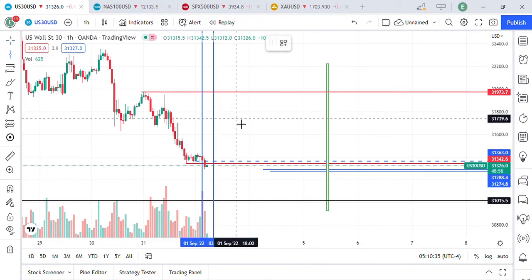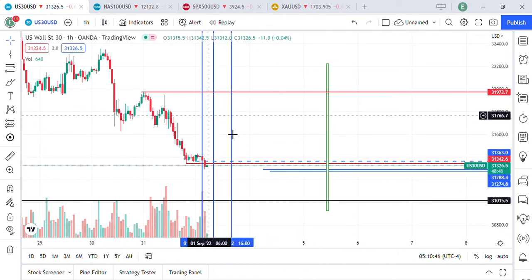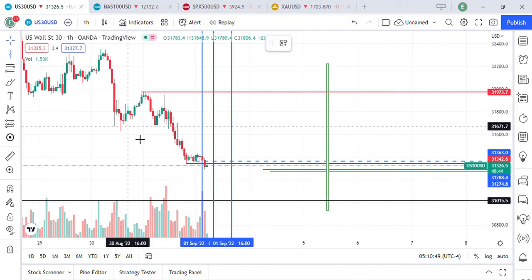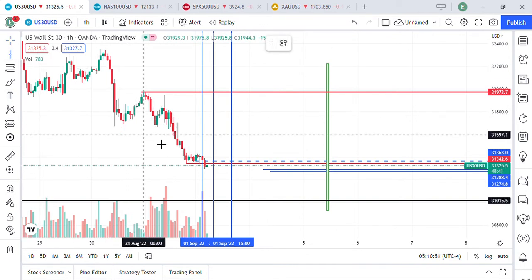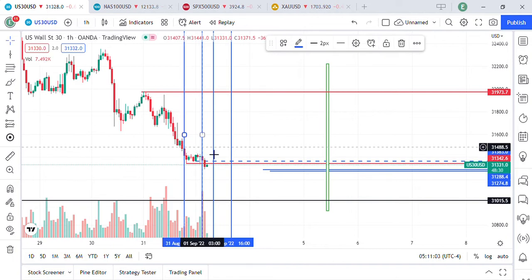Then right now I'm going to put my vertical line at the New York close, 4 p.m. So this is London, this is New York. Let me also mark Asia. Asia open on the 31st at 7 p.m. Here we go. Asia open, Asia close, London open, New York open. Remember, London closes at around 10 p.m. New York time, but we're not going to mark that line.